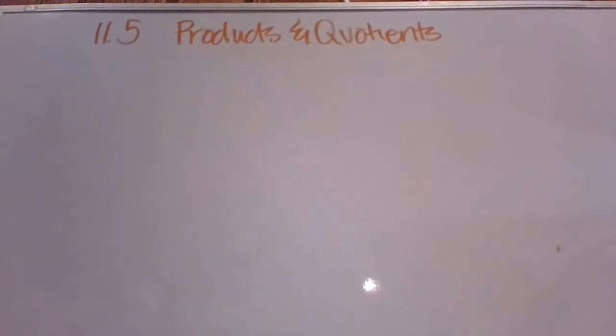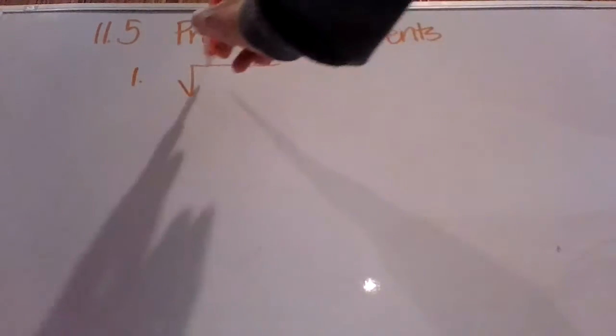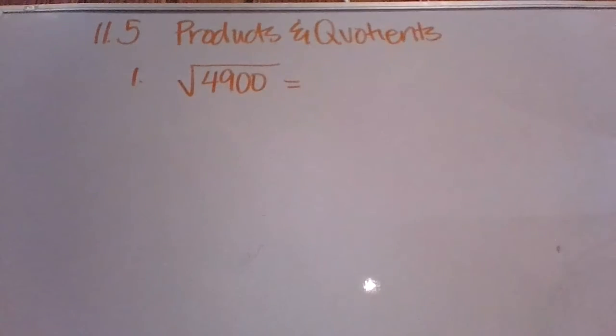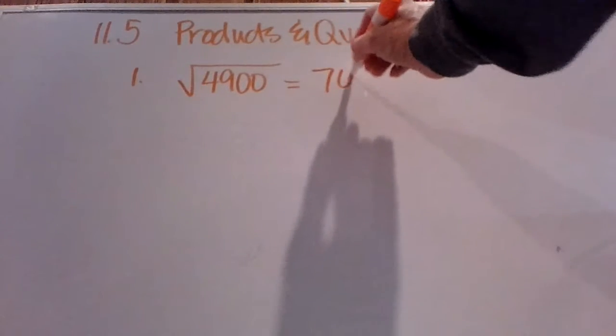So that's what I want us to think about today, finding those pairs and knowing those perfect square roots. This is where knowing your multiplication comes in. Super important. First thing we're going to do is get that calculator out. Number 1 is the square root of 4,900. Well, the square root of 4,900 is 70.